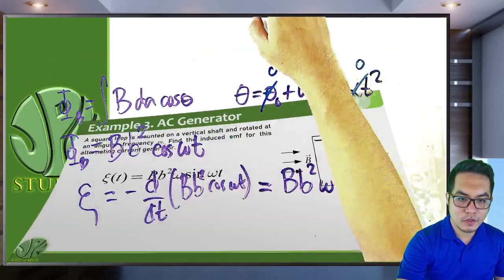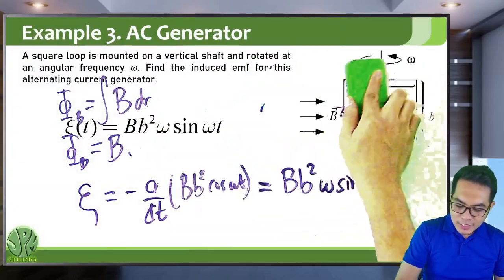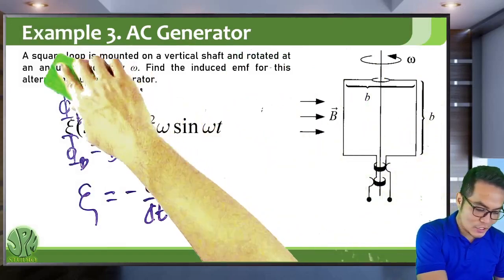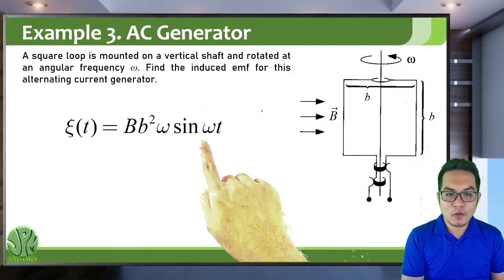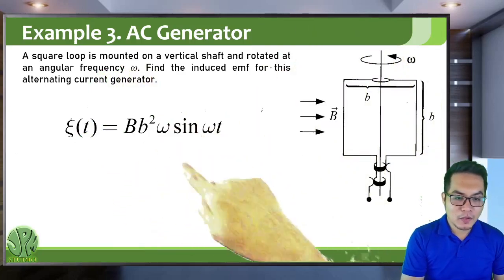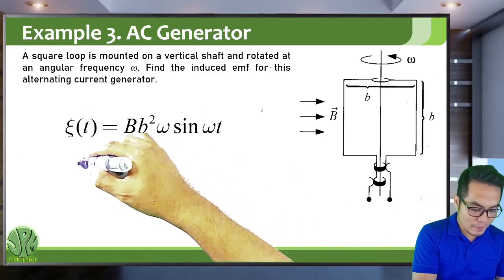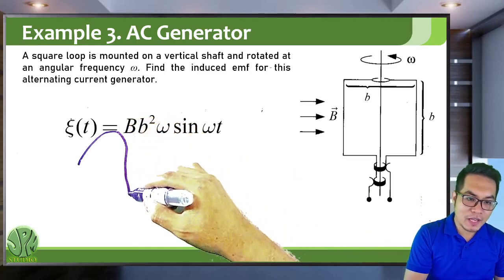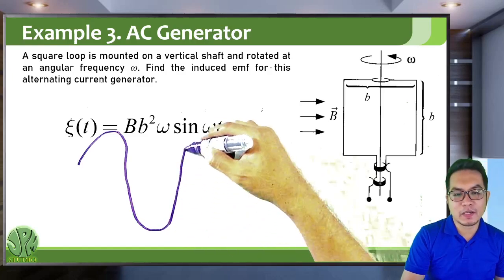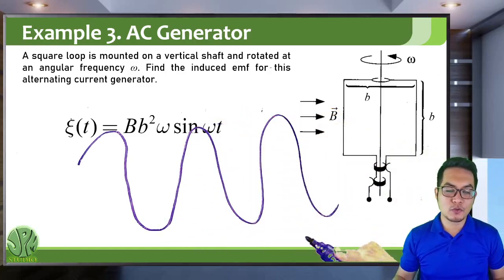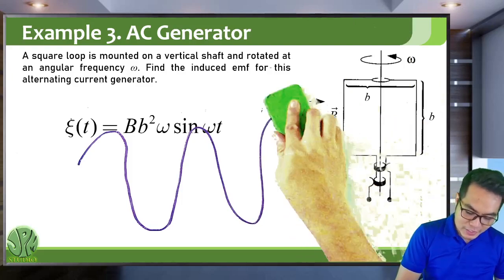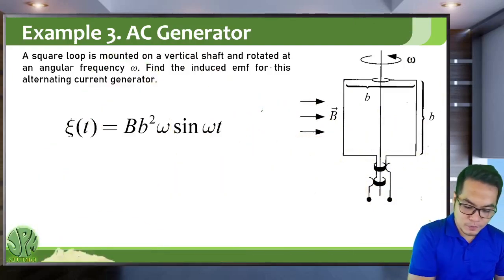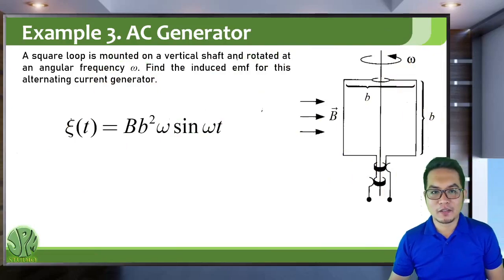As you can see, the induced EMF is changing with time. It's time dependent, and it's actually oscillating. So that's what we call alternating current. The EMF can have a positive value, it can become 0, it can become negative, then positive, then negative again. So it's continuously changing direction. Meaning it's an alternating current. That's what alternating current means. So you review your lesson on alternating current.